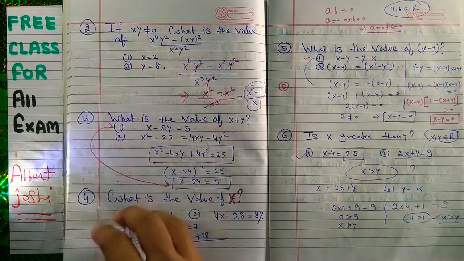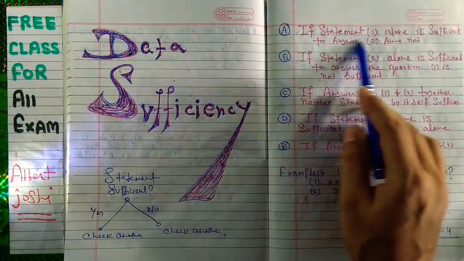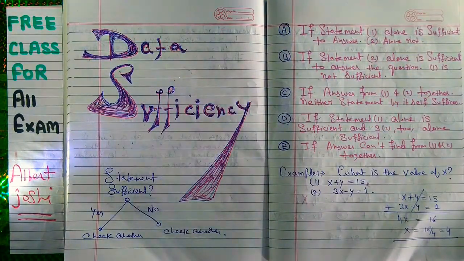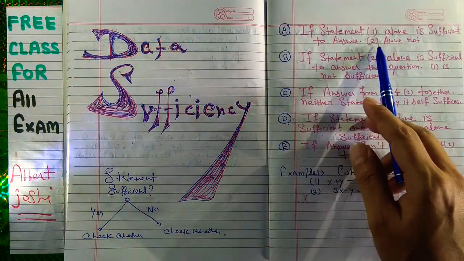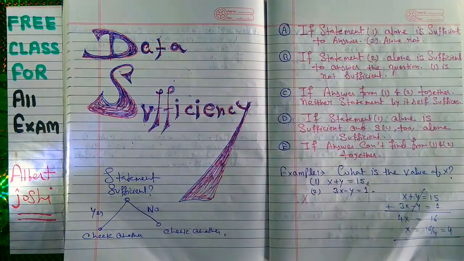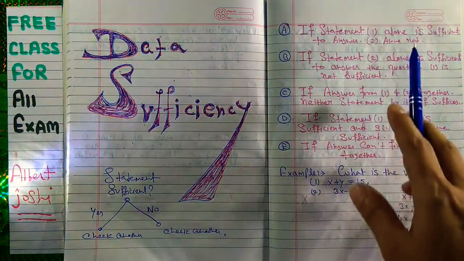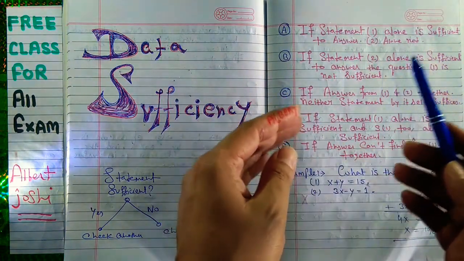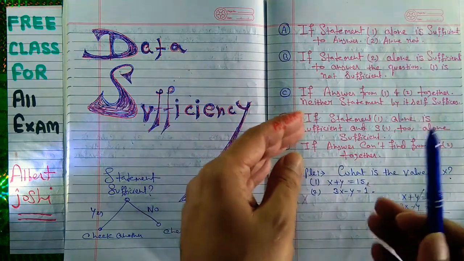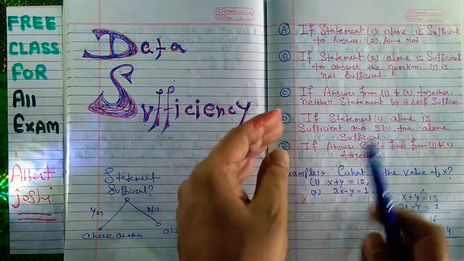So your answer will be: statement 1 alone is sufficient to answer, and statement 2 alone is not. Only with the help of the first statement can we predict our answer.